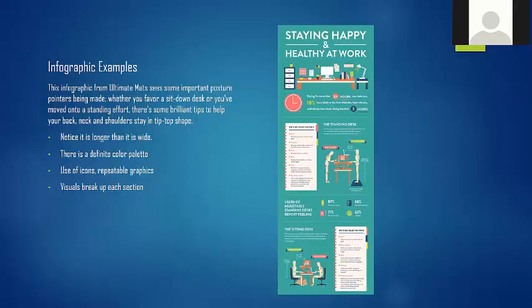There are repeatable graphics, so those people that are showing their posture are in more than one section of this infographic. The background that looks like a notepad with tabs is in more than one section, so it's repeatable, but it's still very important and doesn't take away from the information. So I just want to stress that you don't have to have 50 different icons on your infographic.